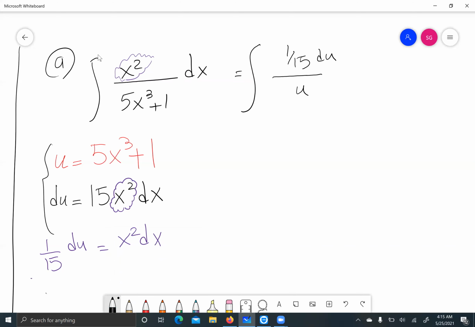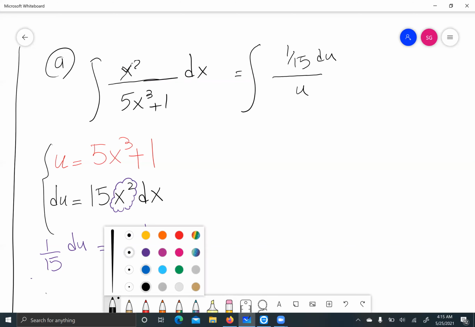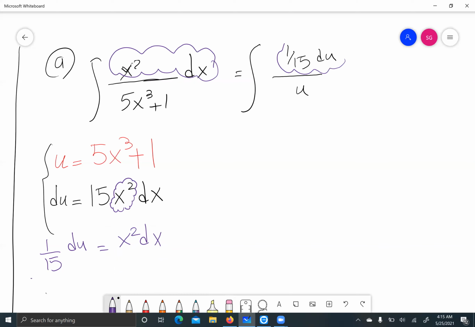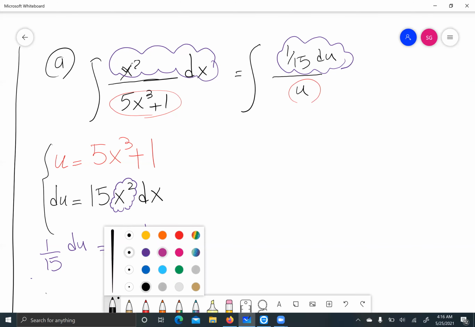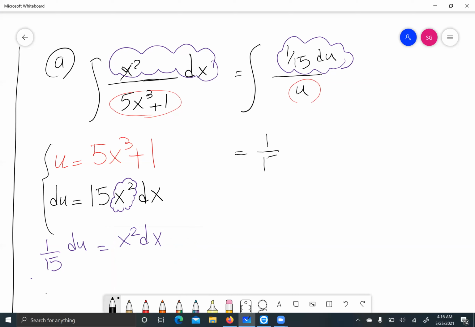So instead of, look, x squared dx, x squared dx is 1 over 15 du, and then the denominator is just u. Then you see now we have everything. We have an integral that is expressed as one variable, just variable u, no more x.